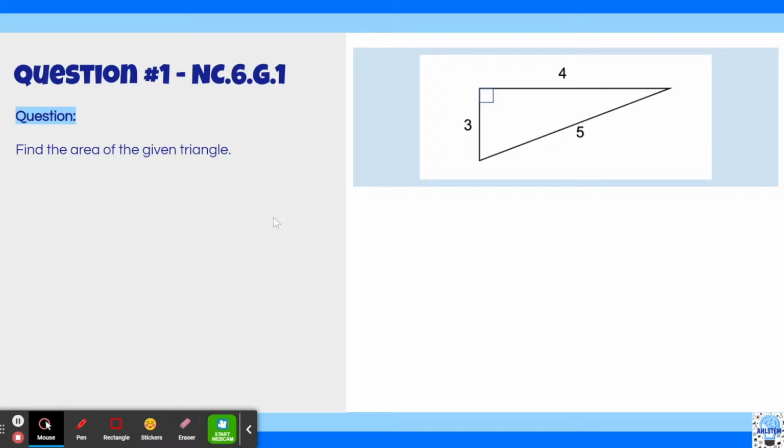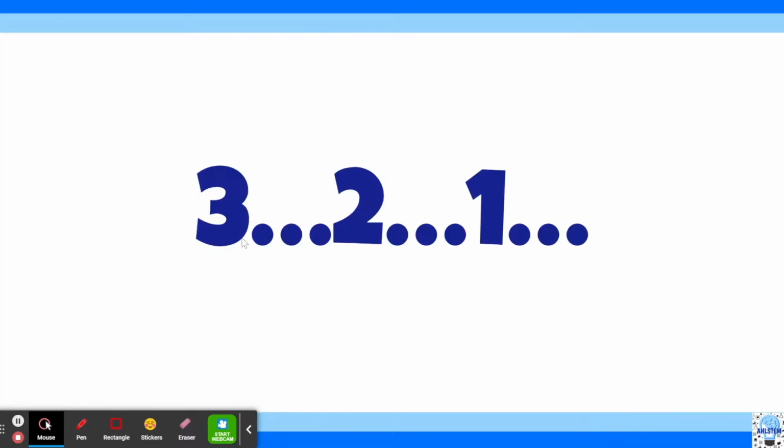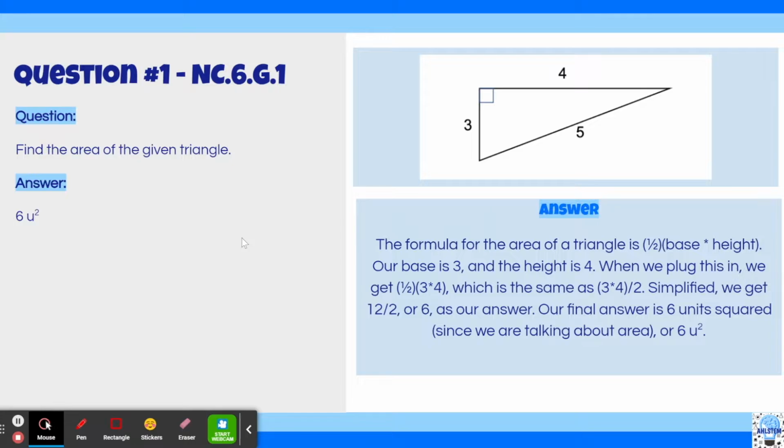So let's get into our first problem. Find the area of the given triangle. Try to remember the area of a triangle's formula, and that should be very helpful because then you'll just have to plug it in. Okay? So pause the video now. In a few seconds, we'll check our answer. Ready? 3, 2, 1. You should have gotten 6 units squared.